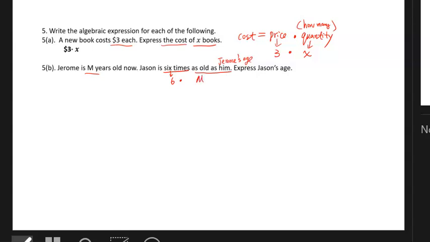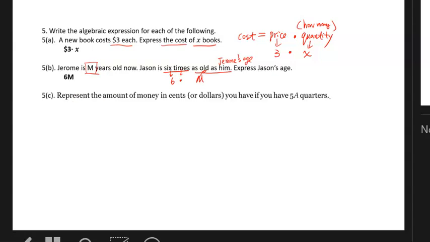M. We don't know because they didn't give us an actual number, they gave us a variable. So M represents Jeremy's age. So 6 times, and Jeremy's age is M. So that's the answer, 6M.